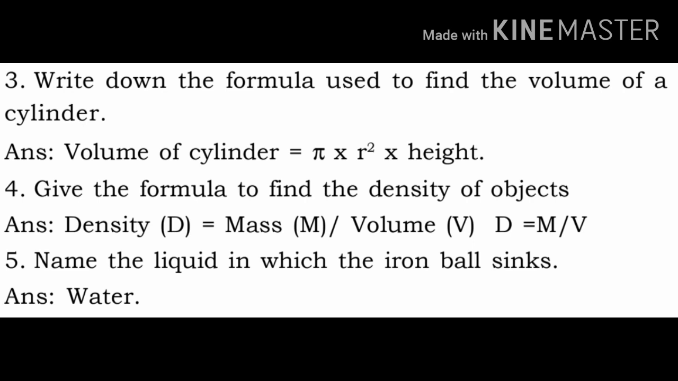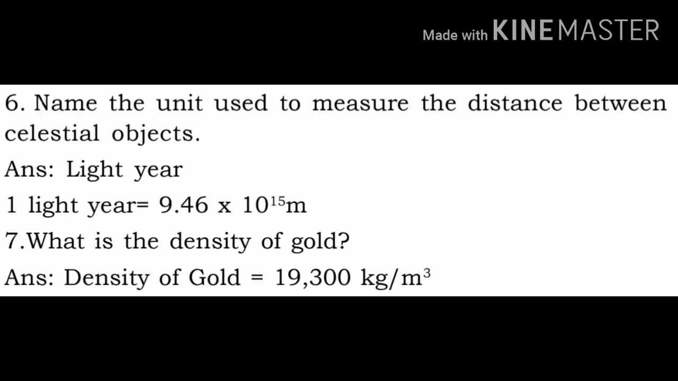Density is equal to mass by volume, or else you can say D is equal to m by v. Fifth one, name the liquid in which the iron ball sinks. Water. So here they are comparing the density. So when you compare water and iron ball, density is more. So iron ball sinks. Answer is water.